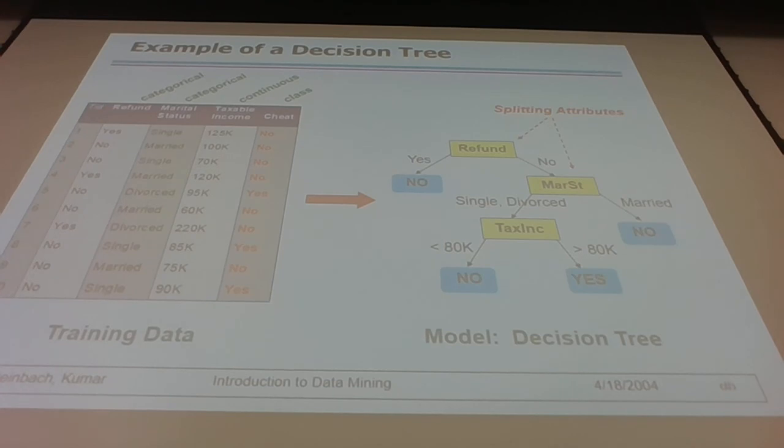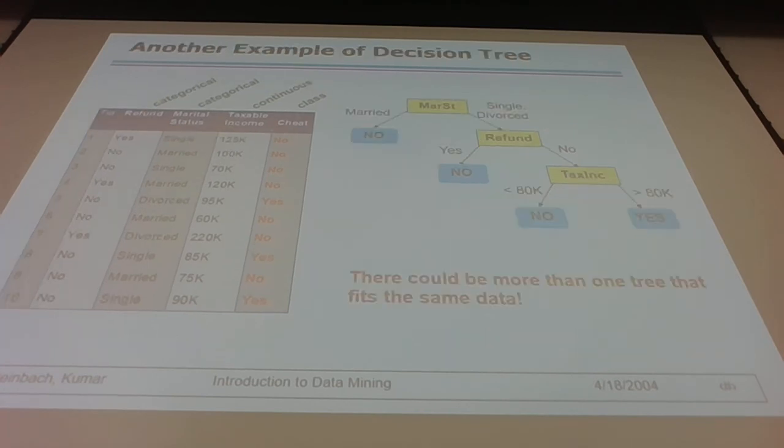If it turns out that all are not cheats, and taxable income greater than 80k turns out that yes, you are a cheat. Right? So using this training data, since we are given the labels, we can build this tree. Now, once you have built the tree, what do you do next? So that's the induction process. That's how you induce a tree.